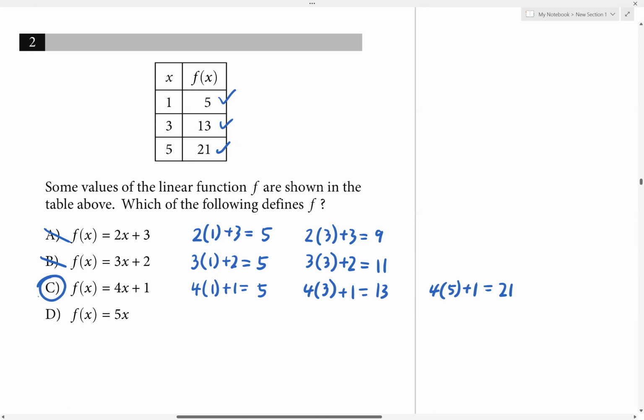All right. And if you try D, it doesn't work for the second or the third point, so it's not D. Okay, so for number 2, our answer should be C.